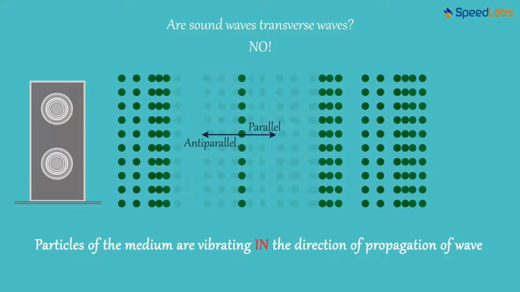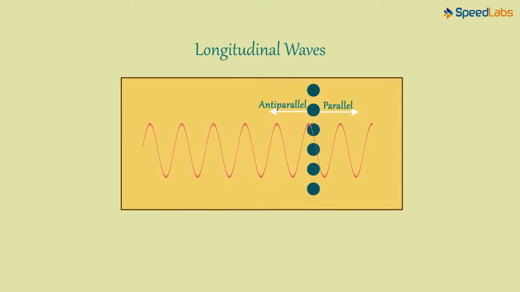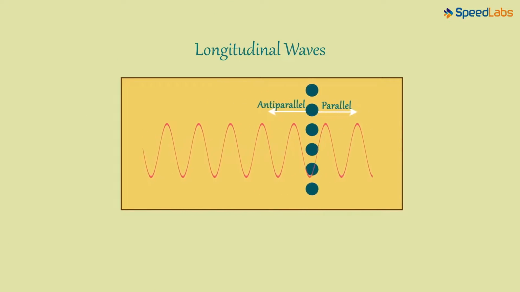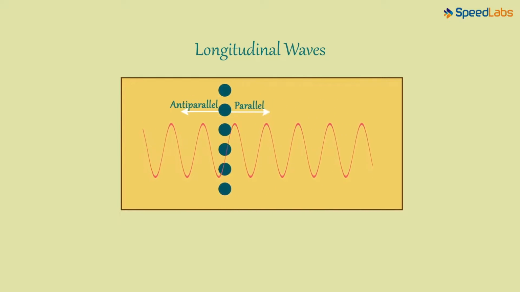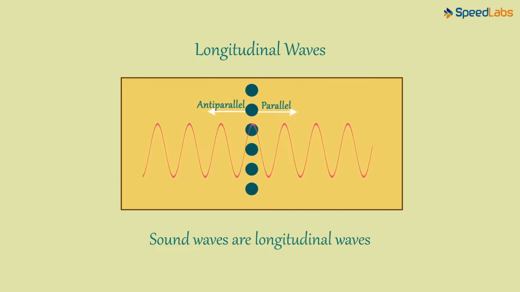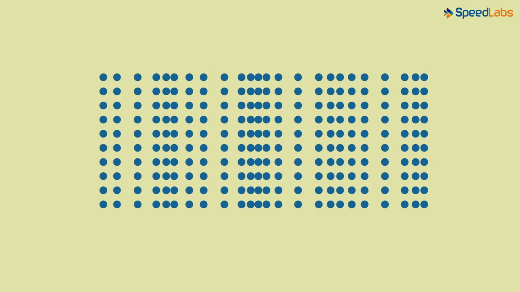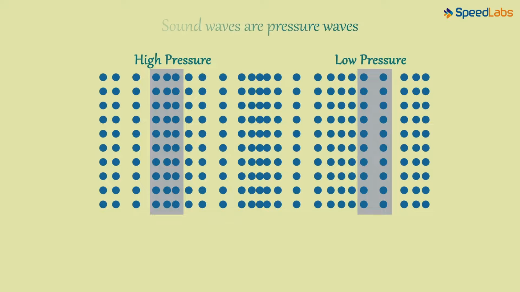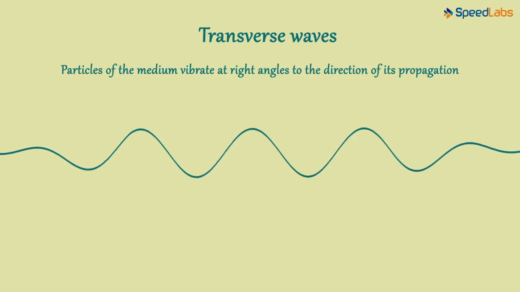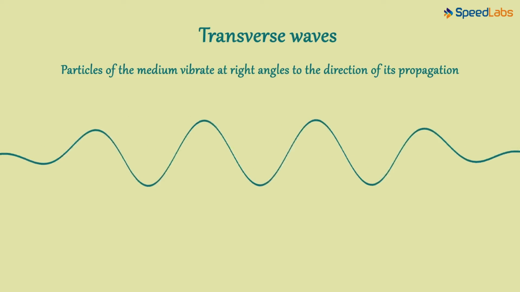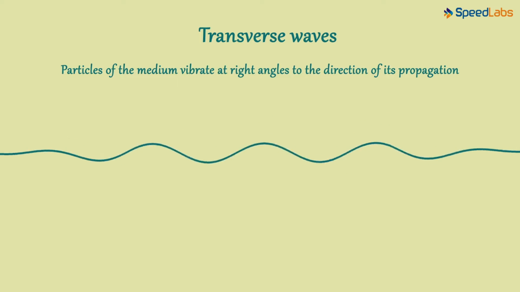Here is a quick recap of what we did today. We saw that longitudinal waves are the waves in which particles of the medium vibrate in a direction parallel to the direction of motion. Sound waves are longitudinal waves. Sound propagates through the medium in the form of high pressure and low pressure regions. Hence, sound waves are also called pressure waves. And at the end, we saw what transverse waves mean. They are waves in which particles vibrate at right angles to the direction of its propagation.